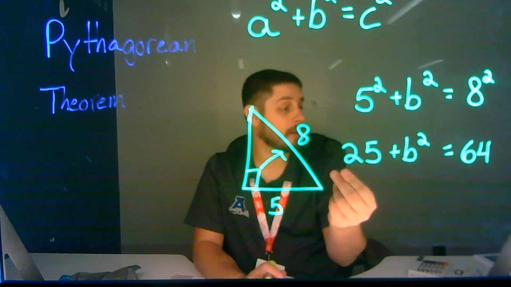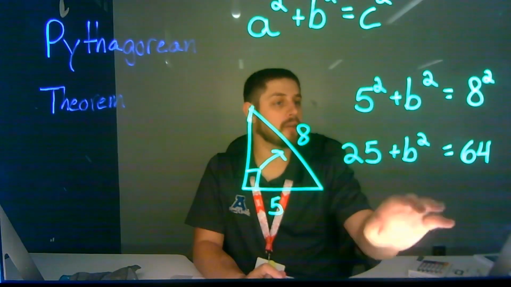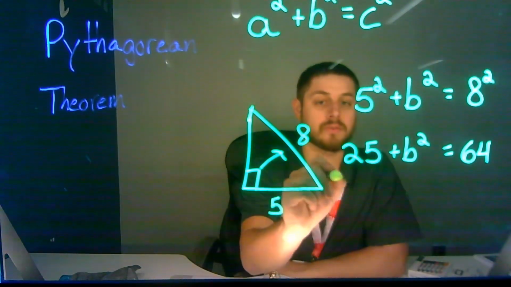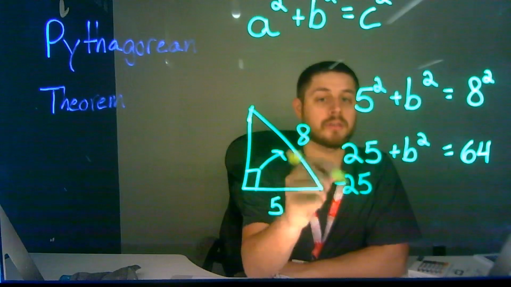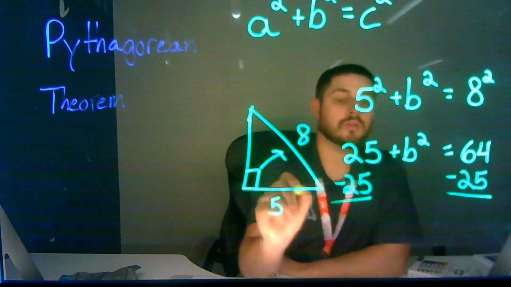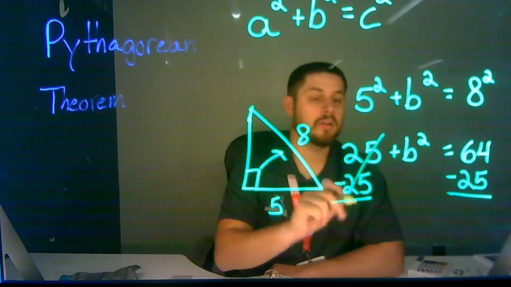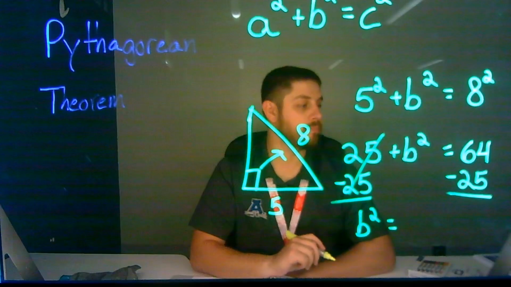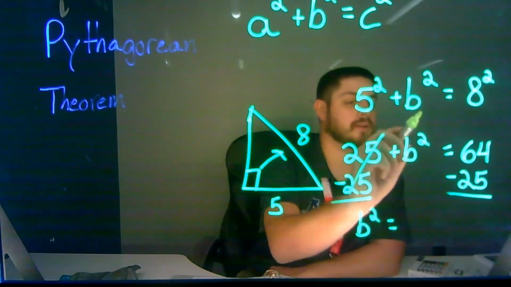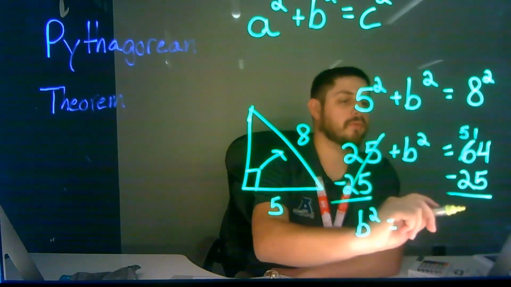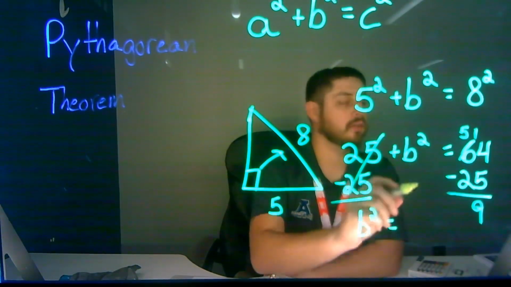In this case, we need to move this 25 over so that we can get B squared by itself. So we're going to do the opposite. 25 is positive, so I'm going to subtract 25 from both sides. 25 cancels. I'm left with b squared equals 64 minus 25. So if we carry a 1, 14 minus 5 is going to be 9. And then 5 minus 2 is going to be 3.